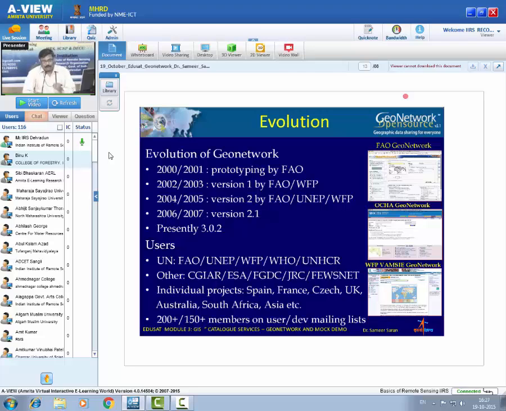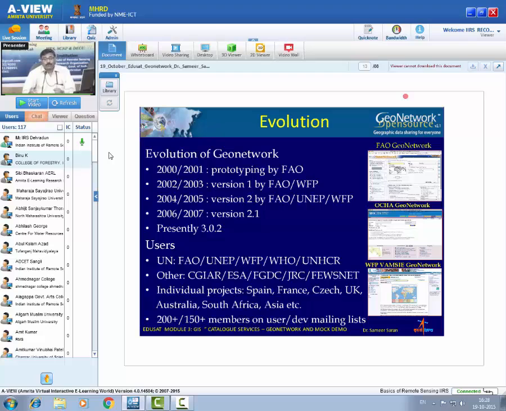Just to tell you, the evolution of GeoNetwork took place way back in 2000. Almost 15 years have passed, and you will be surprised to know there are many organizations using it, mostly international organizations. You can see WFP, UNEP, and many others. The version presently available on the internet is 3.0.2, which is simpler, and a lot of updates have taken place.